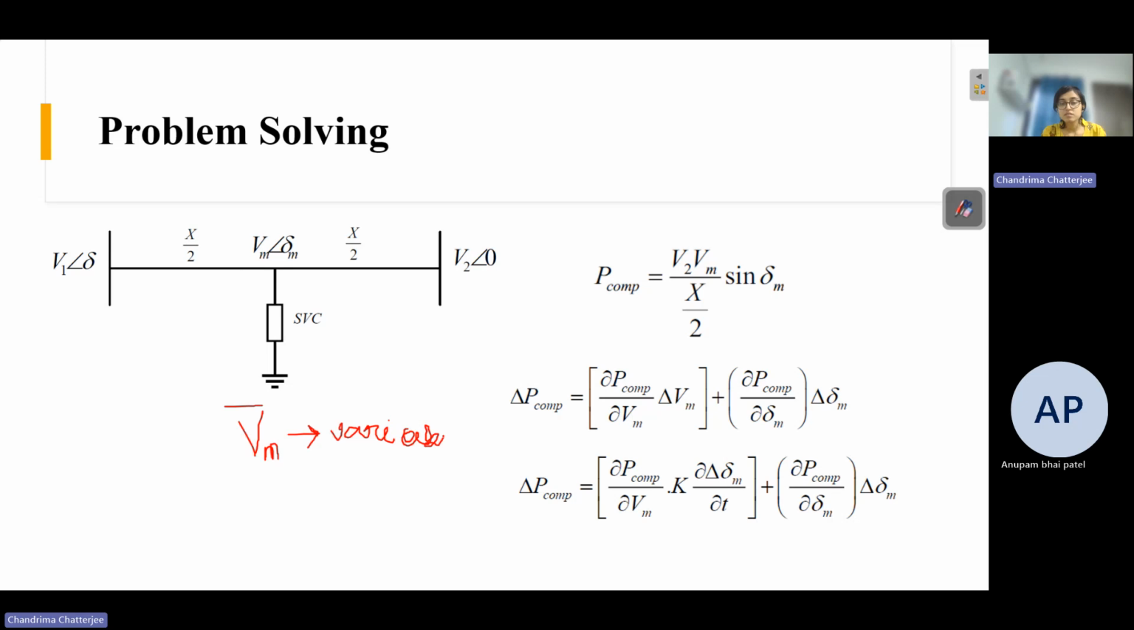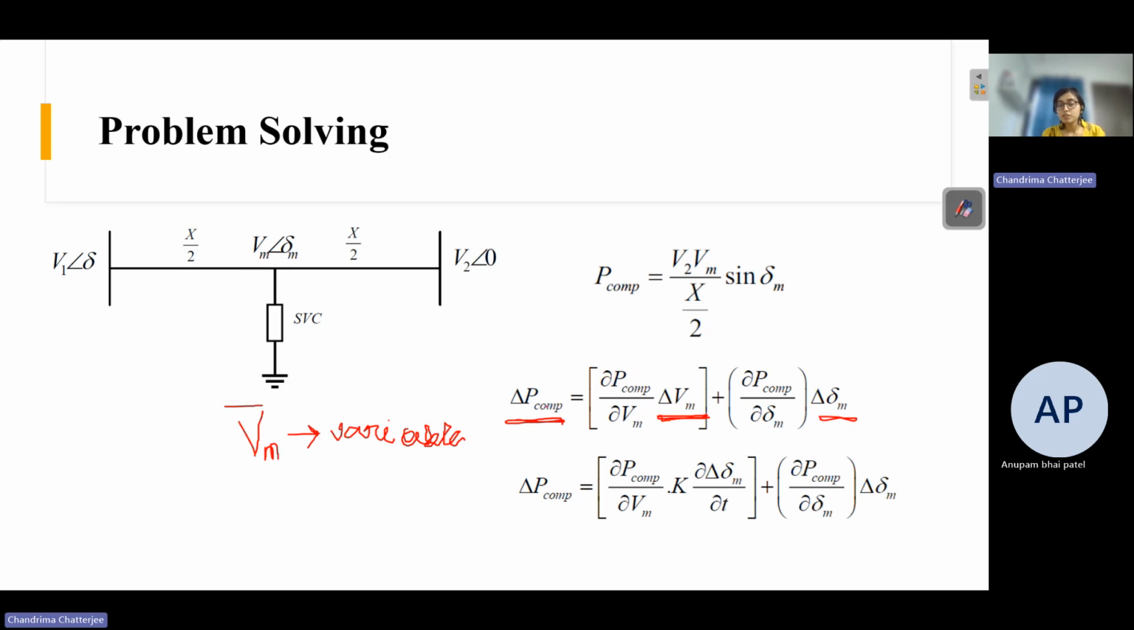Suppose this is a variable. In that case, the swing equation will change. Why? Because this del P comp will change. Earlier, del P comp was only a function of the power angle. But now there is another quantity, this Vm, which is also variable, so it needs to be considered.